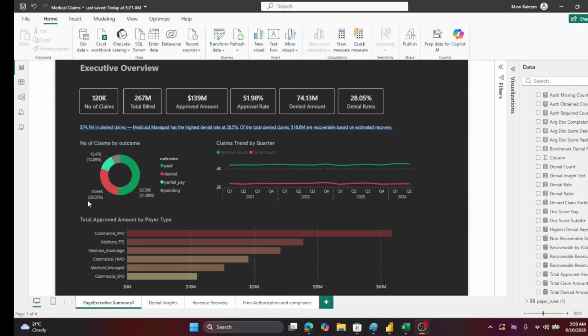In the next graph, number of claims by outcome, the green one is paid. 62,379 claims were approved. These are the number of claims. The number of claims with outcome denied are like 33,664.